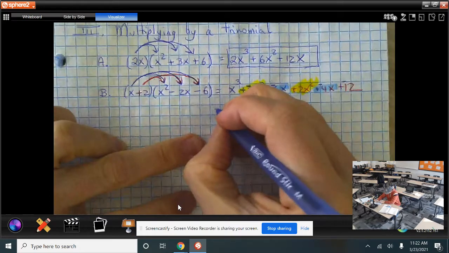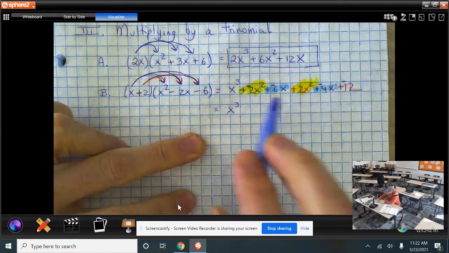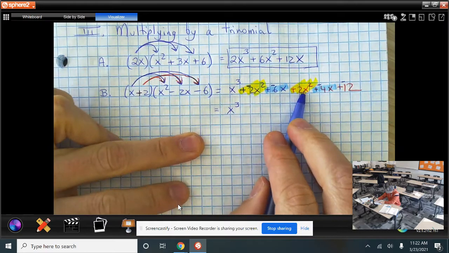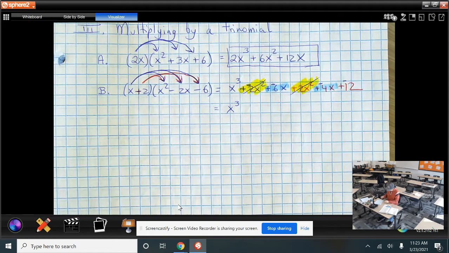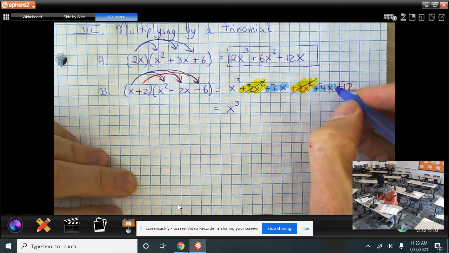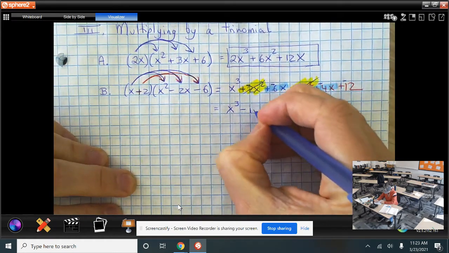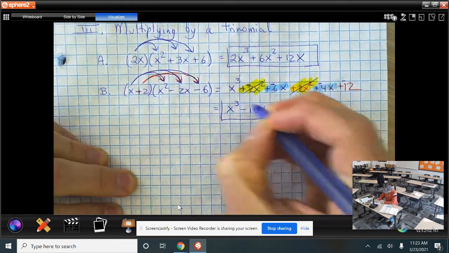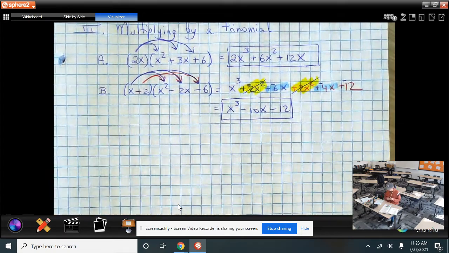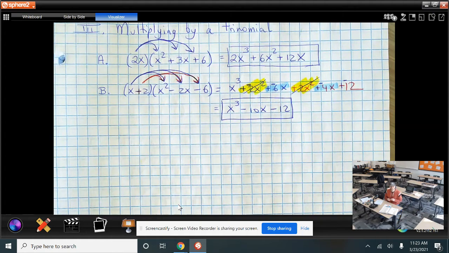So anyways, your final answer is going to be x cubed. Negative 2x squared and positive 2x squared, they actually cross each other out. They're opposites. So they just go away. And then negative 6x and negative 4x gives you negative 10x, and then plus negative 12. So your final answer is x cubed minus 10x minus 12. Long, but really it's the same thing, right?